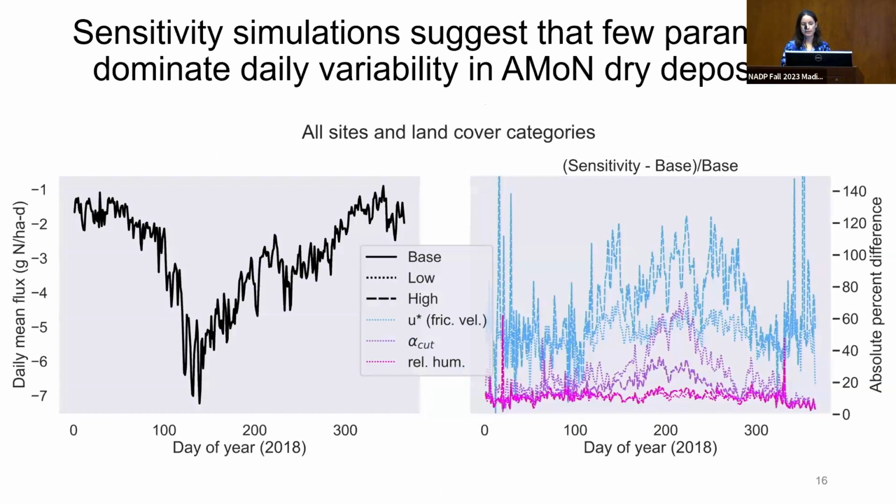Okay, and so just showing a summary of the sensitivity simulation results here. On the left, I'm showing the daily average flux across all sites and land cover categories through 2018. On the right, I'm pulling out the sensitivity simulations that made the largest difference. And so we found that to be friction velocity, the alpha cuticular factor, and relative humidity. I'm showing the difference as an absolute percent difference just to make this a little bit easier to interpret given the downward direction of some of the fluxes sometimes. And you can see either the high or low sensitivity case shown through the line style.